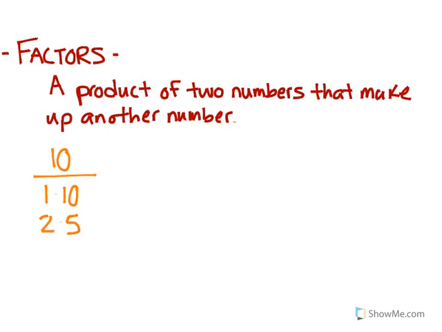So let's do another one. What about the number 40? This one's going to have several more. We've got 1 times 40. 40 is an even number, so I know that 2 can fit in, so 2 and 20. I know 4 times 10 gives me 40. I know 5 times 8 also gives me 40. And those are the factors. So 40 has 8 factors. Now the reason why factors are important is because if you ever run into a situation where you need to reduce a fraction, you need to know this skill.